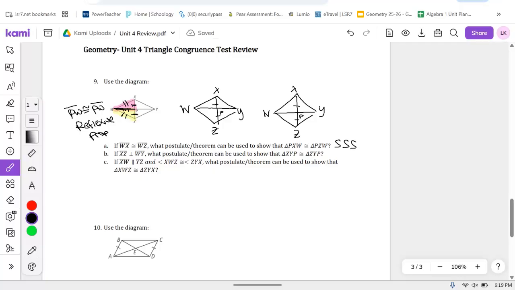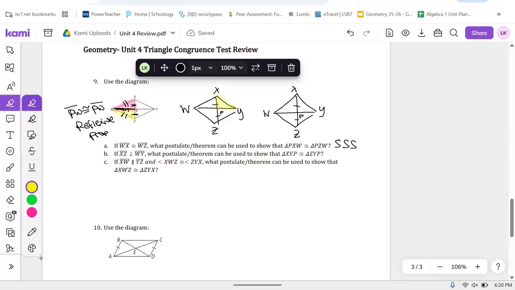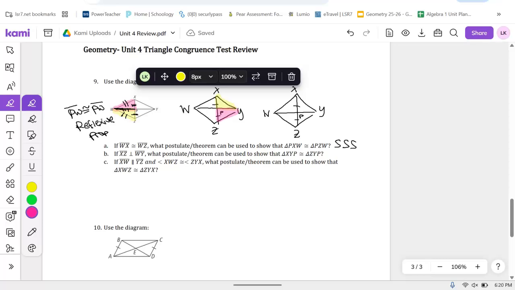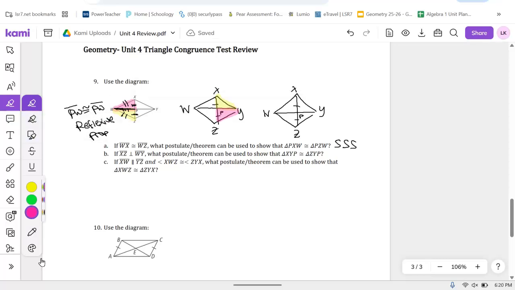Now let's look at the next one. If XZ is perpendicular to YW, which theorem can be used to show that XYP is congruent to triangle ZYP? So XYP, we're looking at this one, and the other triangle is directly below it. All right, so we know that if it's perpendicular, that means that each one of these is a right angle, okay? So I can say this is a right angle here, and this is a right angle.